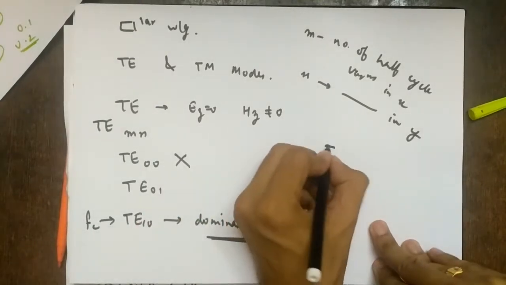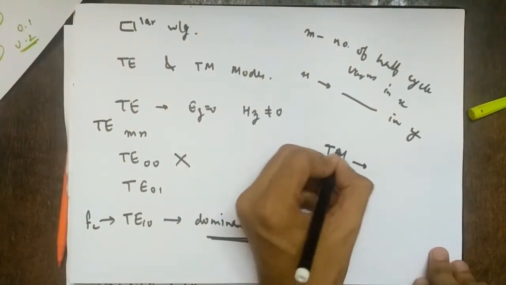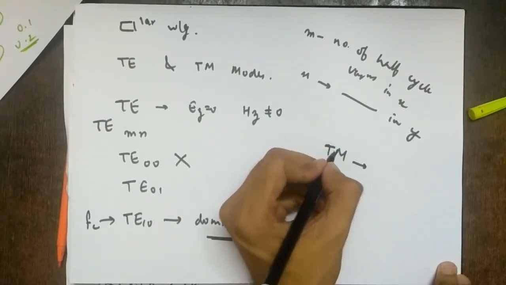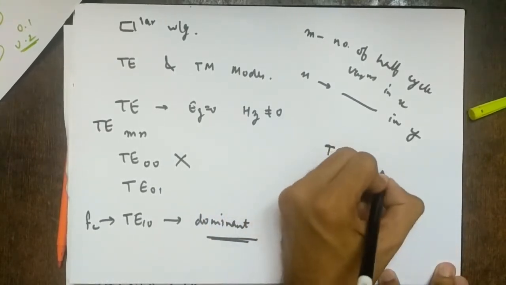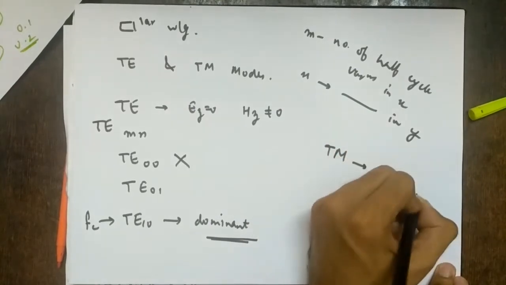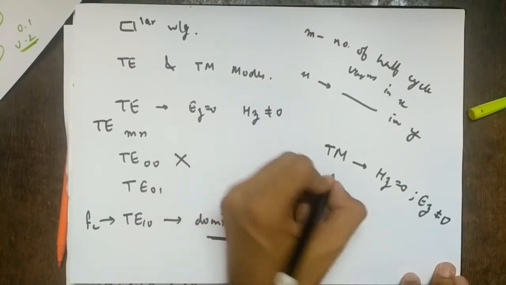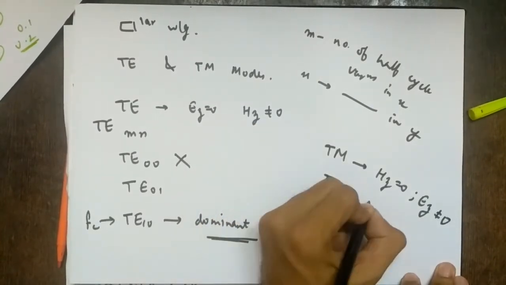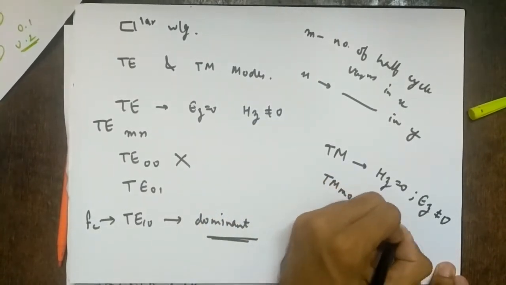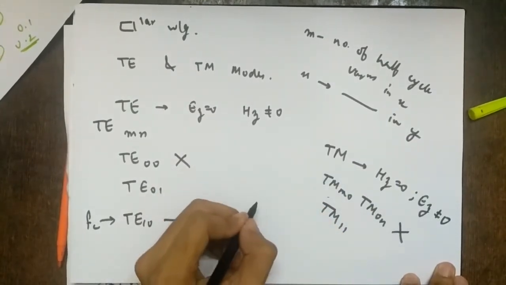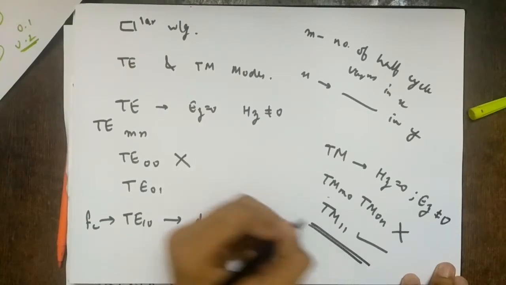So then we had TM mode. So for TM, what was it? The magnetic field is transverse to the direction of propagation, right? So the transverse components are x and y. So Hz should be 0 and Ez is not 0, right? So then we saw that TMm0 and TM0n modes do not exist. So consequently, what is the lowest order mode? TM11, right? So this is the lowest order mode.